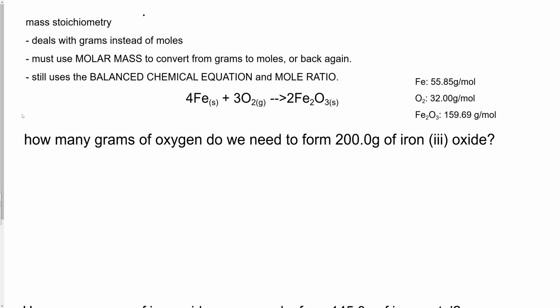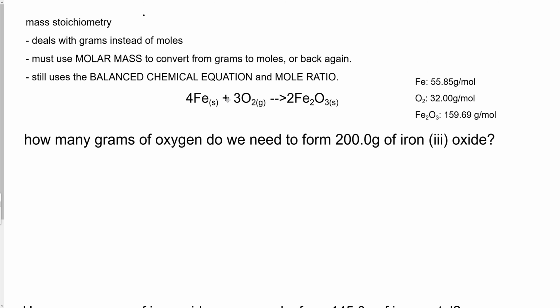As far as mass stoichiometry, it deals with grams instead of moles, meaning that we're going to be leaning on the mole ratio, but we're also going to need to make use of molar masses. And remember, molar masses are conversions. They're how many grams does 1 mole of a particular chemical weigh. So we still use the balanced chemical equation. We still use the mole ratio.